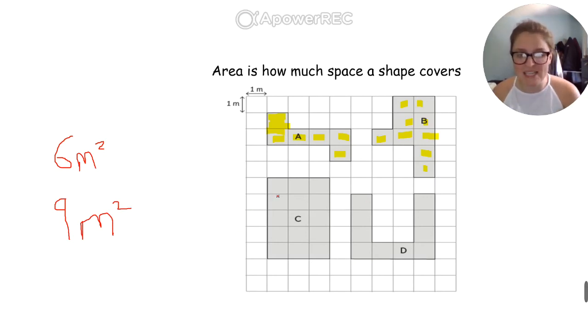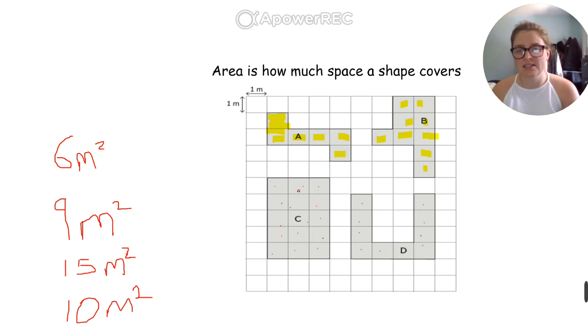Okay, let's have a look. So C is 1, 2, 3, 4, 5, 6, 7, 8, 9, 10, 11, 12, 13, 14, 15. So C is 15 meters squared. And let's have a look at D. 1, 2, 3, 4, 5, 6, 7, 8, 9, 10. So D is, the area is 10 meters squared. So this is area. Perimeter is around the outside. Area is the space the shape actually covers.